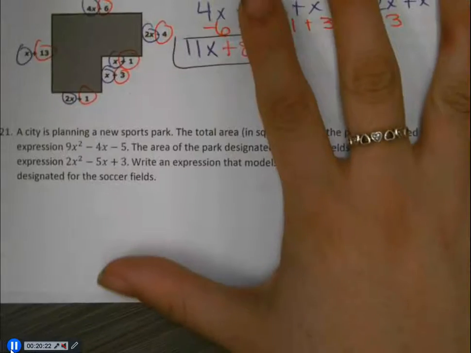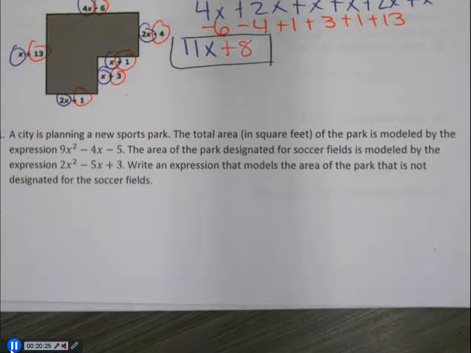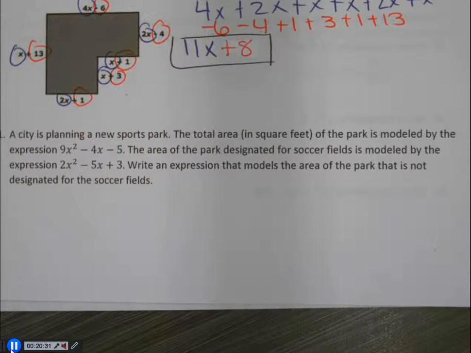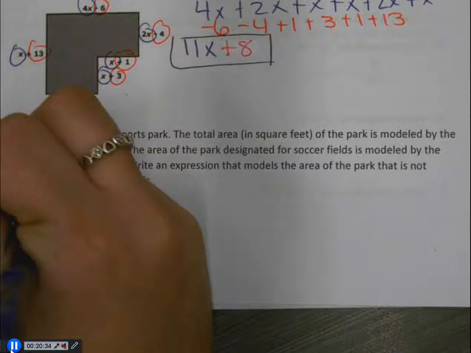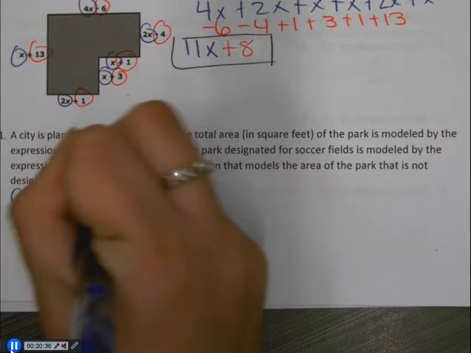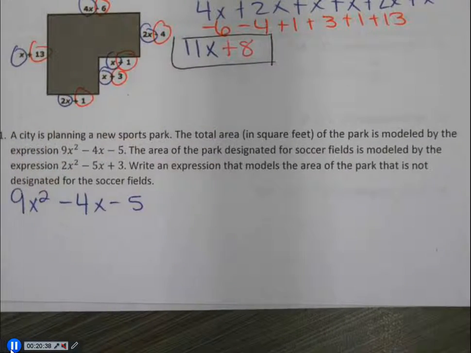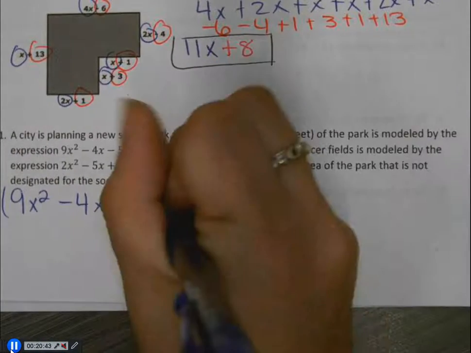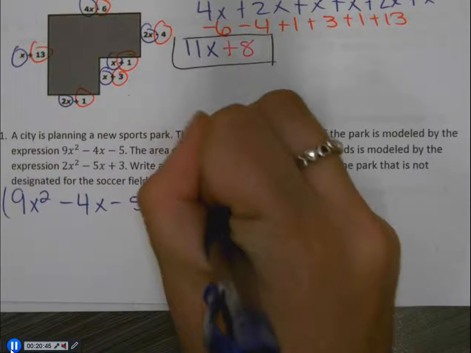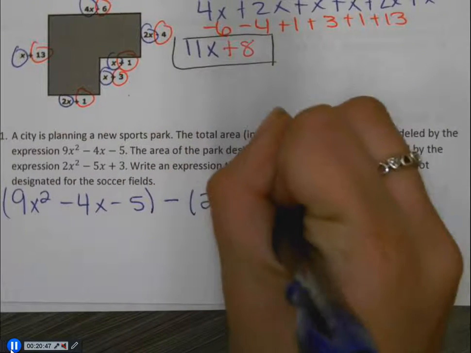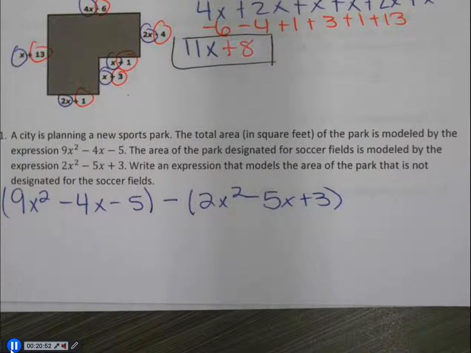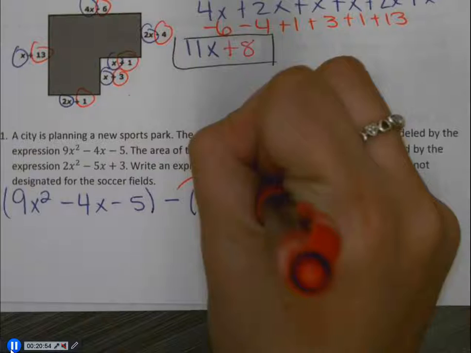Number 21 is talking about a sports park, and it tells me that the entire area of the park is this first equation. The second area is just for soccer fields. So I am going to start off by writing my first one. I want to find the area not for soccer fields. So I'm going to subtract away my soccer fields. Just like before, I'm going to distribute my negative.